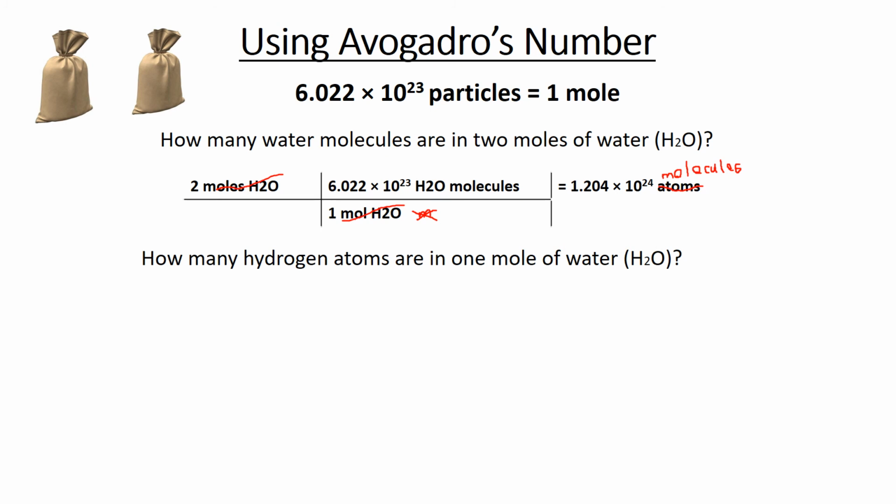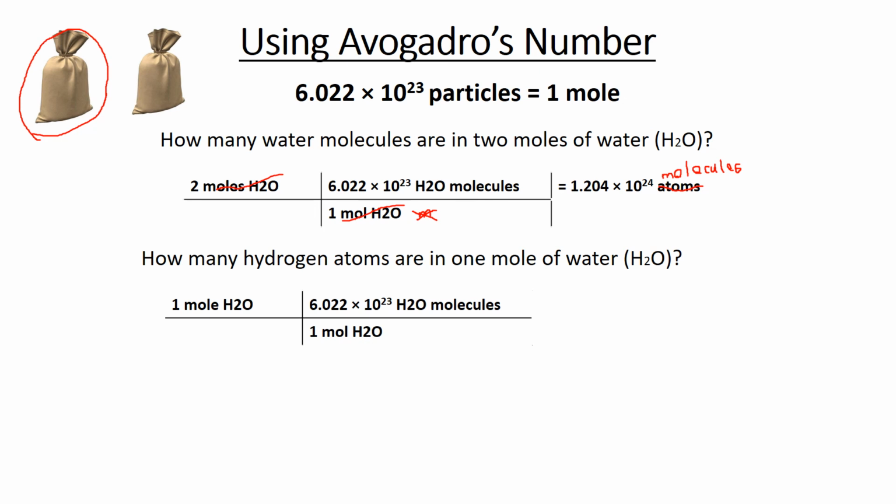How many hydrogen atoms are in 1 mole of water? Well, now I only have one of these bundles. But they want to know how many hydrogen atoms are in that. Well, one of those bundles has 6.022 times 10 to the 23rd water molecules. Now, if I stopped here, like I did in my last problem, that would tell me how many water molecules are in 1 mole. But the question doesn't ask about water molecules, it asks about hydrogen atoms. How many hydrogen atoms are in 1 water molecule? How can I convert between water molecules and hydrogen atoms?